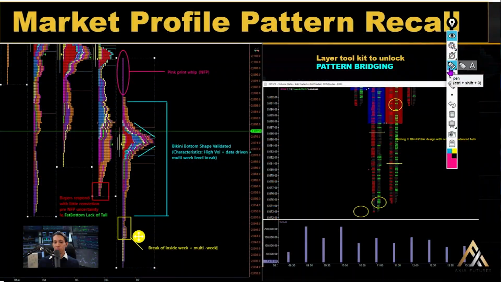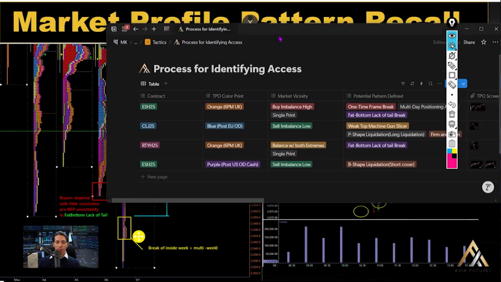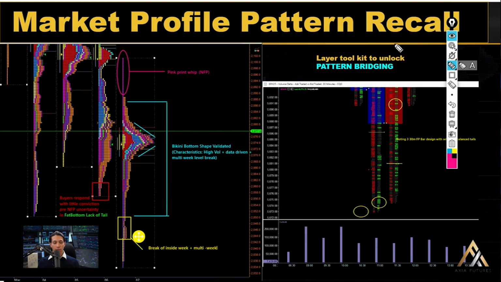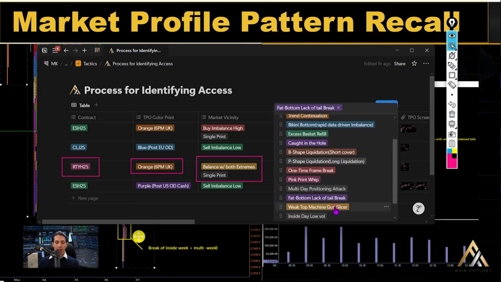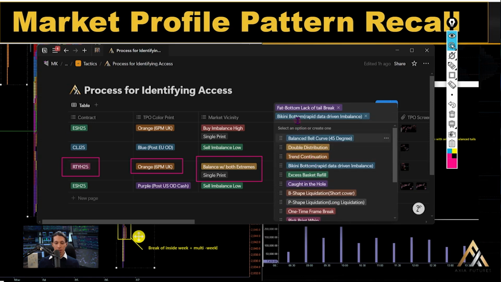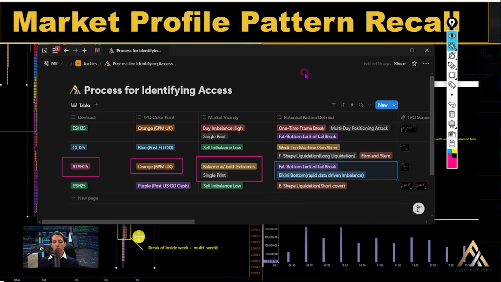Now, there's a lot of market profile patterns that I've learned here at Axia. One of my favorites being the bikini bottom profile. This is always a fun name because you can recognize it quickly, right? If you look at this pattern here, that indeed looks like a bikini bottom. More importantly, when I go to that log and look at the Russell, and I look at the specific print and understand where we are relative to the vicinity, I can then click and say, aha, we've identified a bikini bottom. These are already logged and ready for me.